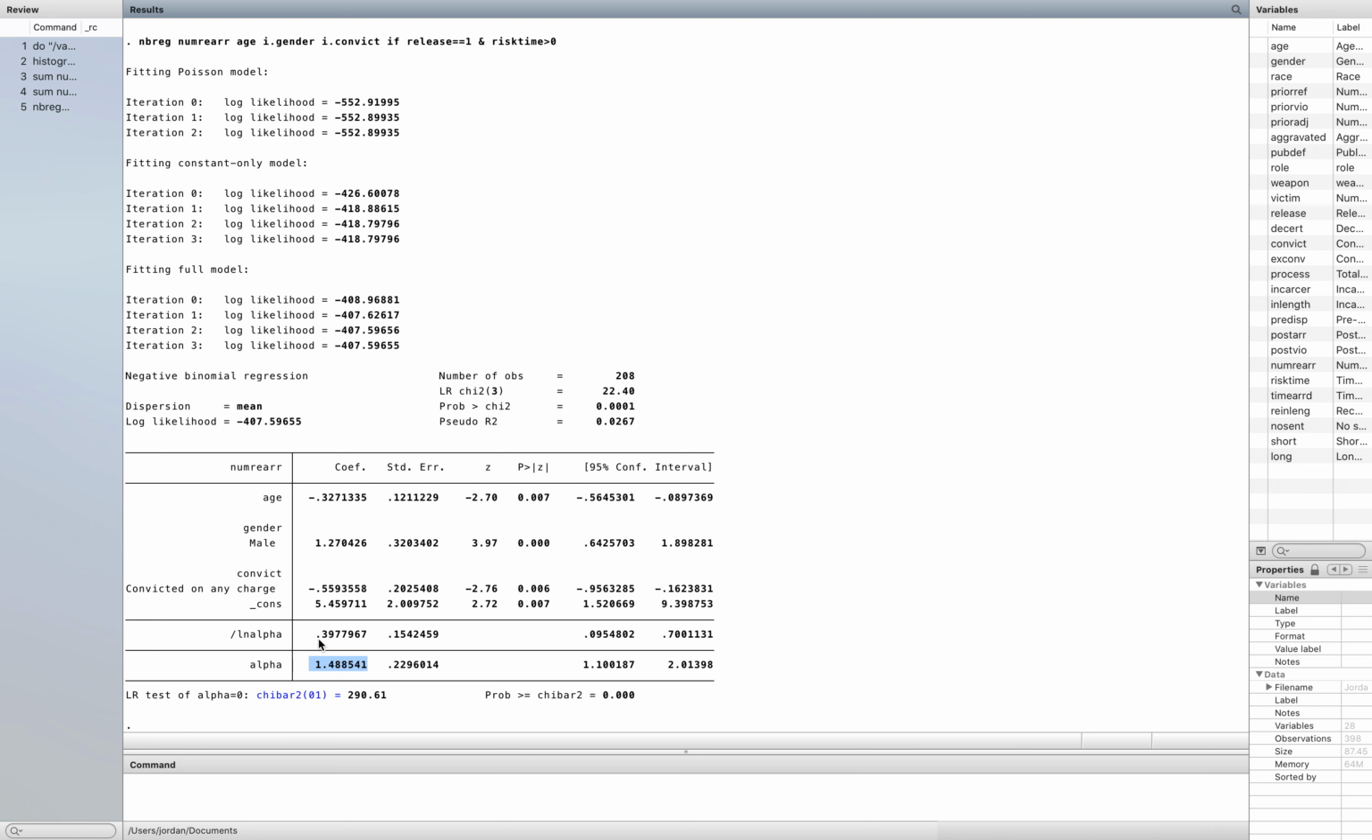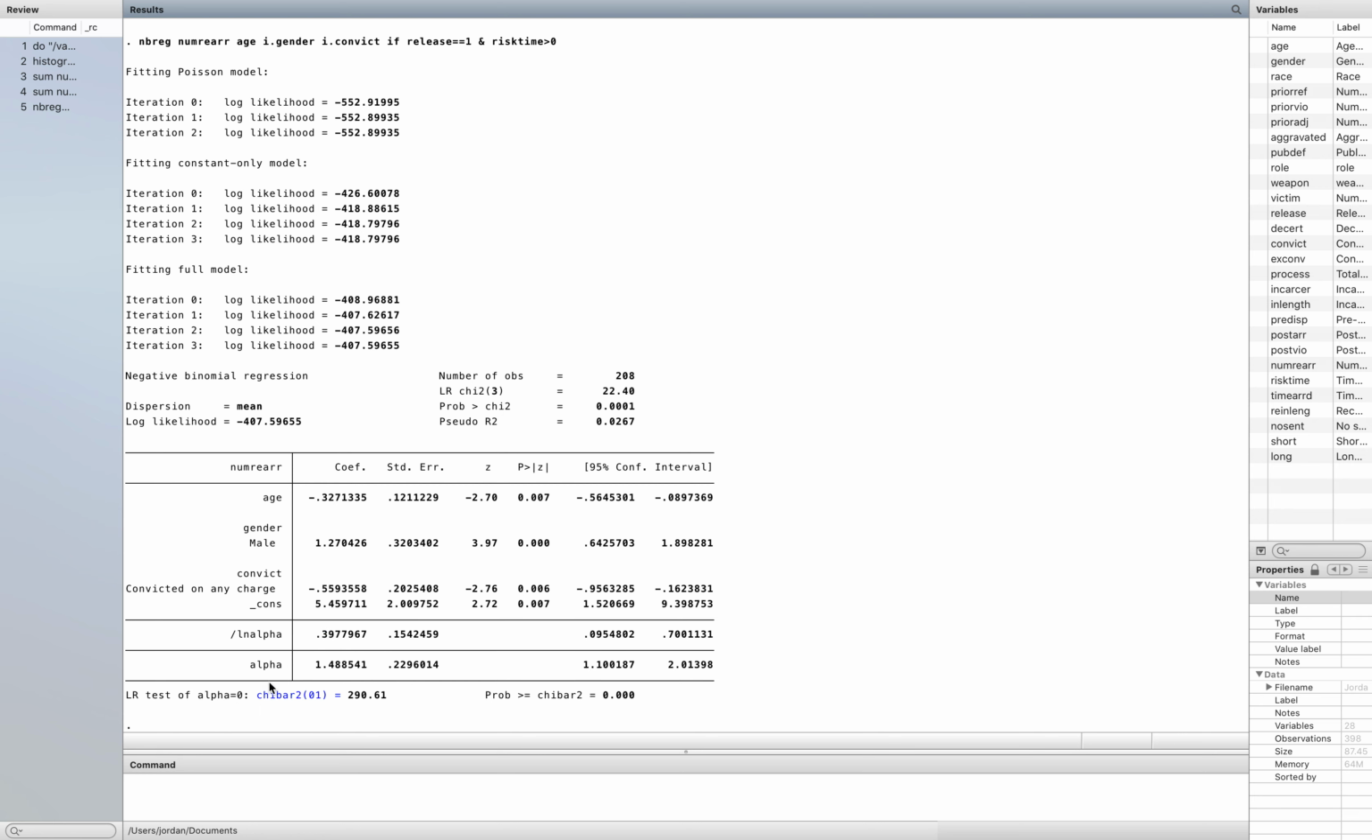Now, you're not going to interpret this or anything else. I'm just letting you know what these things are. So the alpha for this model is not 0 because it's allowed to be greater than 0. It is 1.488541. If you put in 1.488541 and press the ln button on your calculator, which is the natural log, you'll come up with 0.3977967. Two sides of the same coin are these two.